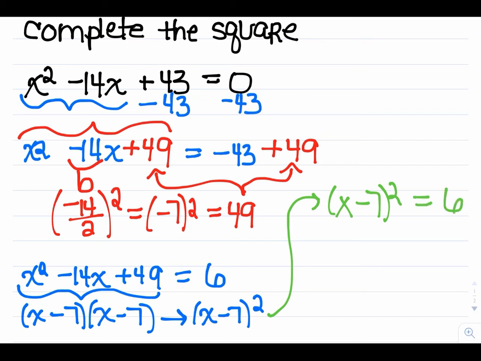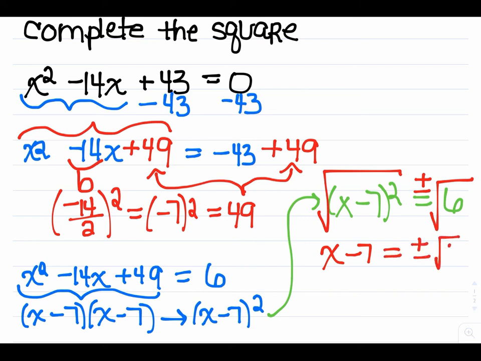Now we can use the square root property, which says that in order to cancel out a square, you can take the square root of both sides. And when you do that, you need to consider that you get a positive and negative result. On the left, that leaves us with just x minus 7, and then is equal to plus minus the square root of 6. The last step to get x by itself is to add 7 to both sides.